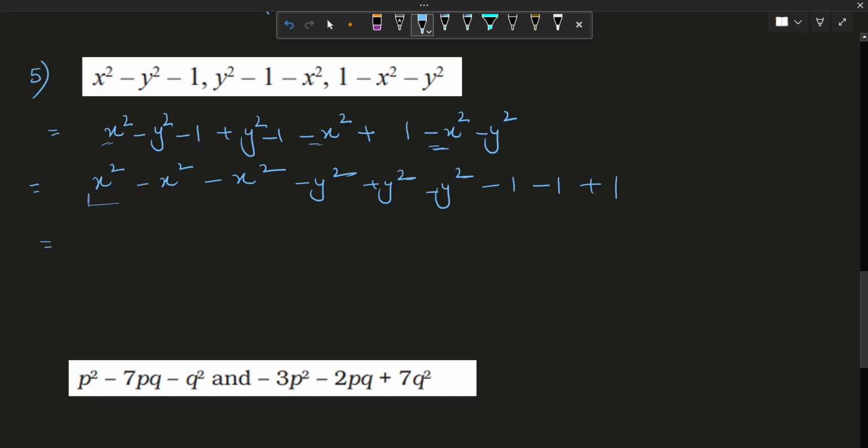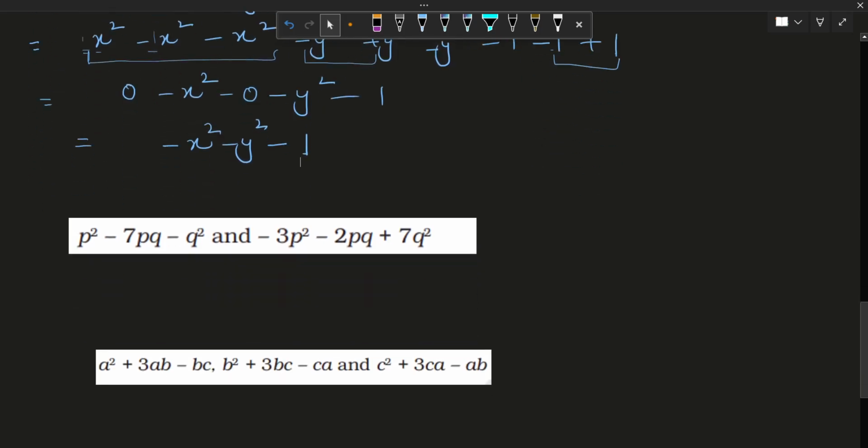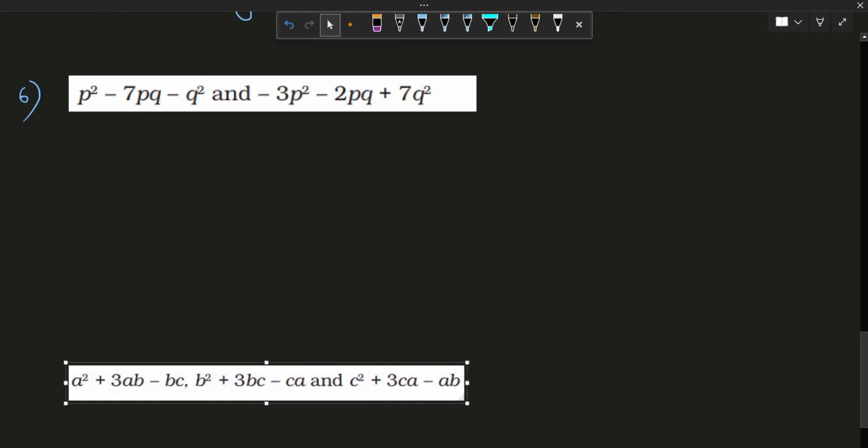Now here, how will you solve it? You know x square minus x square. Same variable, same coefficient 1 and 1, so this is 0. 0 minus x square, here this is also 0, minus y square, here 1, this will be 0, or minus 1 plus 1 is 0 and minus 1. So the final answer is minus x square minus y square minus 1. Clear or no? I hope it's clear. Yeah. Now the sixth question. Let's move to that. Keep on solving them. That's my advice to all the students who are watching the video.